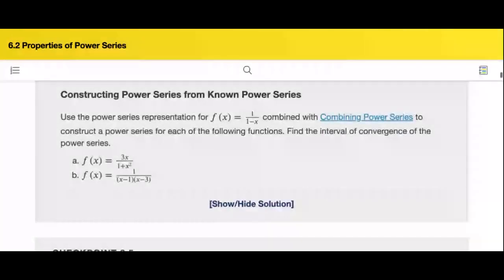So this example is constructing power series from known power series. Use the power series representation for 1 over 1 minus x, and combine with combining power series to construct a power series for each of the following functions, and find its interval of convergence. Let's say A, 3x over 1 plus x squared, and B, 1 over (x minus 1)(x minus 3).